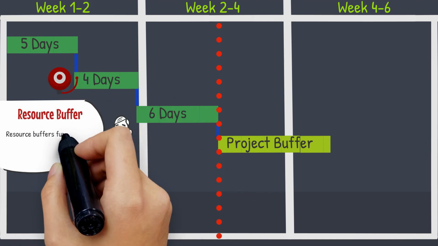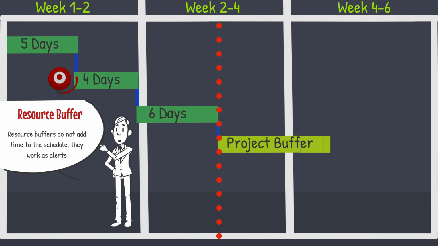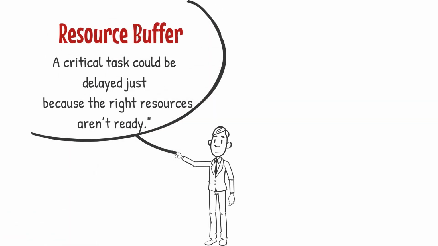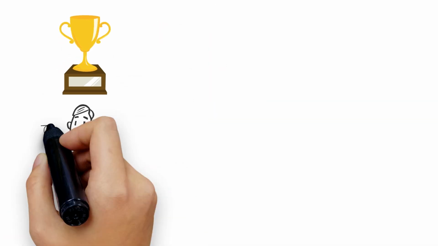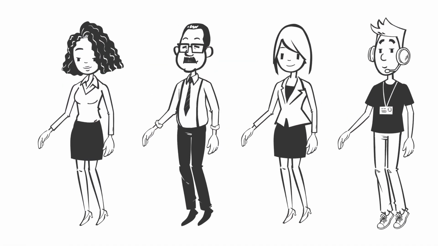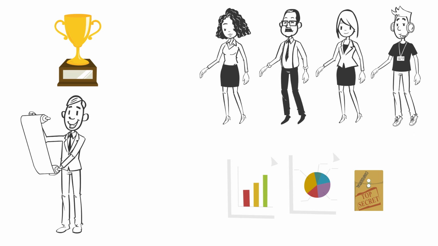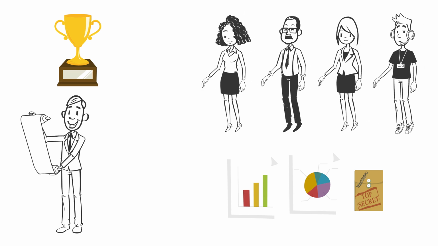Resource buffers are just as important as task buffers. They ensure that key people or materials are available when needed. Without them, a critical task could be delayed just because the right resources aren't ready. As the project comes to a close, Adam reviews the results. Buffers have been managed effectively, multitasking was minimized, and resources were available when needed. The project is delivered on time.